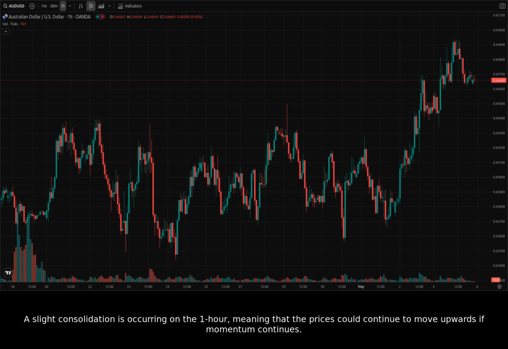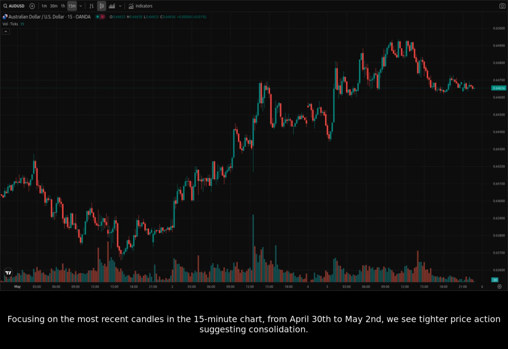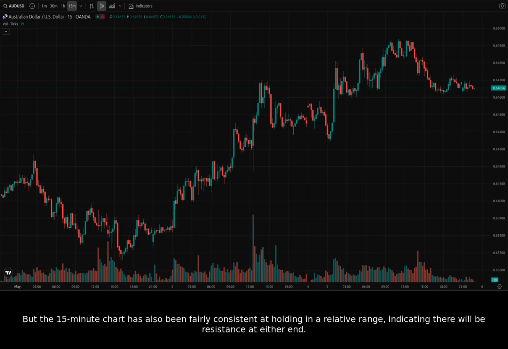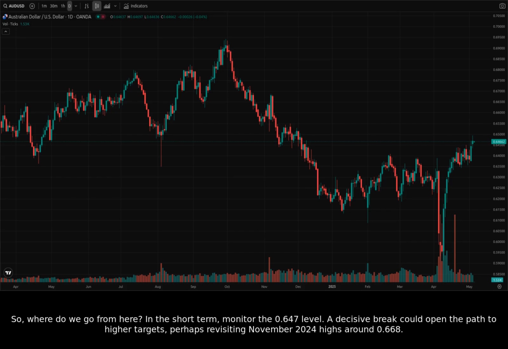momentum continues. Focusing on the most recent candles in the 15-minute chart, from April 30th to May 2nd, we see tighter price action, suggesting consolidation. We may see some resistance around 0.641, though 0.642 to 0.643 may be more challenging to the price action. The 15-minute chart shows that the prices have been holding relatively steady, fairly consistently in a relative range, indicating there will be resistance at either end. So, where do we go from here?